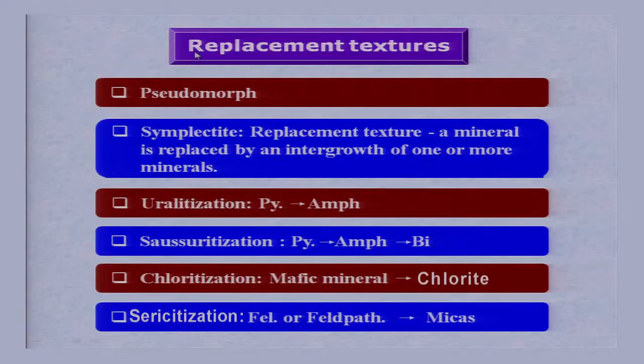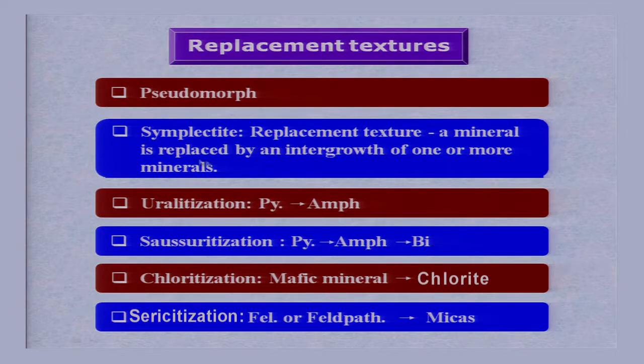Now, I am discussing another type of texture, called replacement texture. The first formed mineral was later replaced by another mineral. As a result, we get a pseudomorph. Pseudomorph means the crystal which crystallizes in the replaced mineral space acquires that shape and forms a pseudomorph. Another category is symplectic texture, a replacement texture.